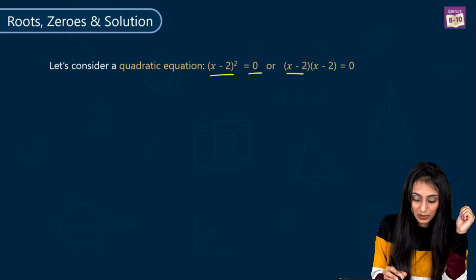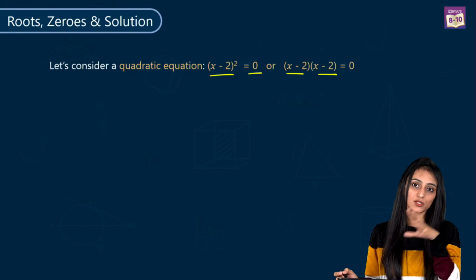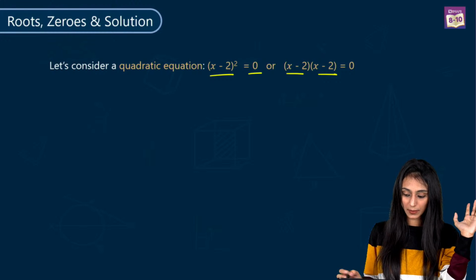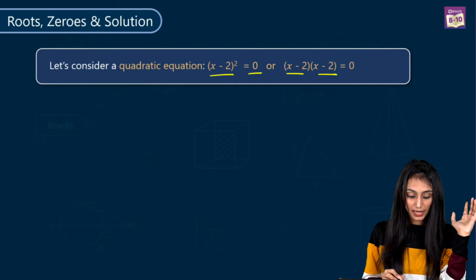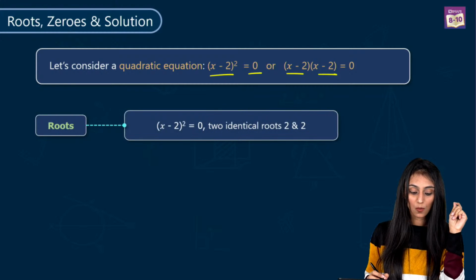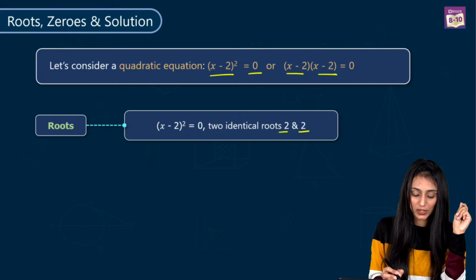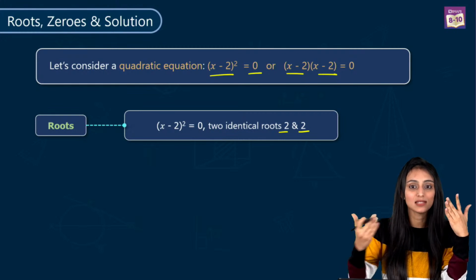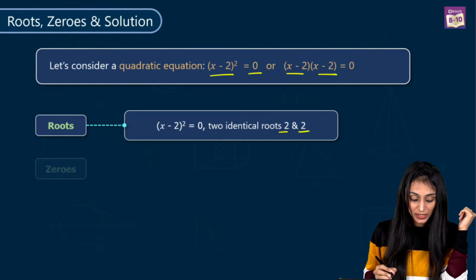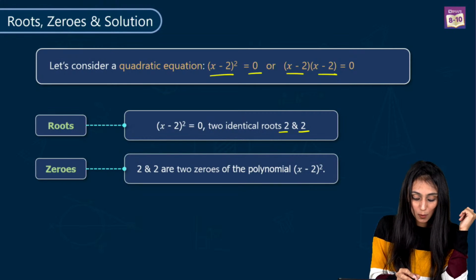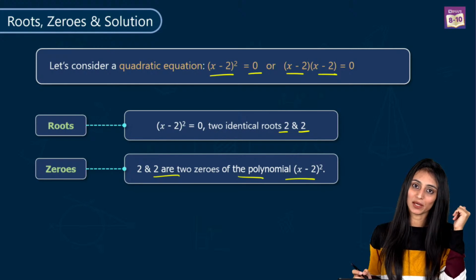So how would we write this? We'll write this as x minus 2 equal to 0, right? We can write it this way. So I can say here that the roots of this quadratic equation are going to be 2, 2. They are identical. Identical means they are the same. They are equal, right? And when it comes to zeros, we will say that 2, 2 are the two zeros of the polynomial x minus 2 whole square.